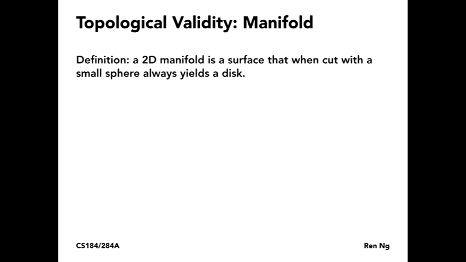Now, one of the properties that's really important for these topological data structures is going to be a manifold condition. Let me just tell you what it is. This is a property of a surface that is going to prevent it from getting mathematically weird. The manifold property means that the surface is well-formed in many ways that we want. A definition: a 2D manifold is a surface that when we cut it with a small sphere will yield something that looks like a disk.